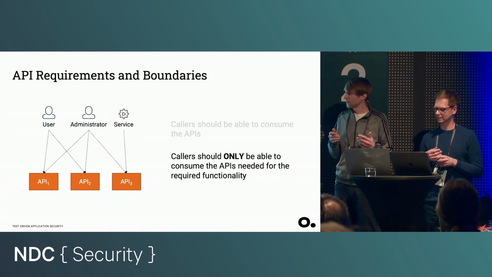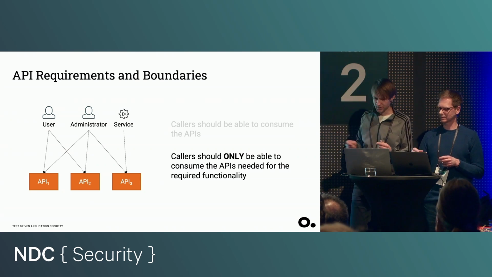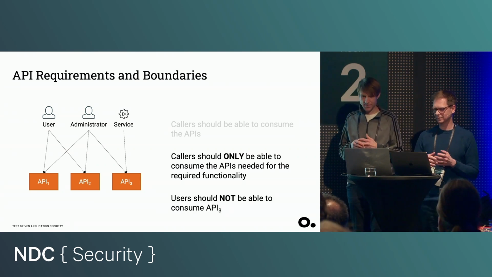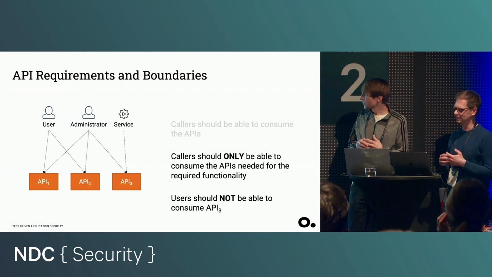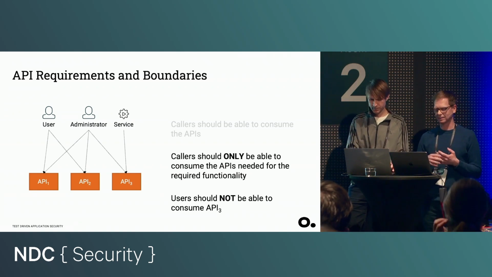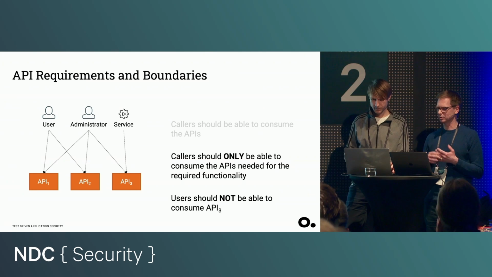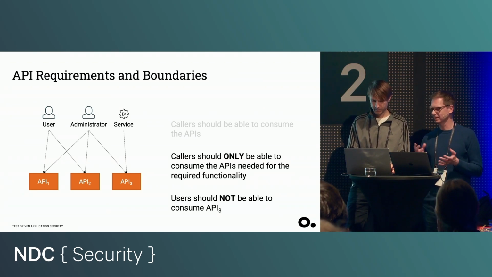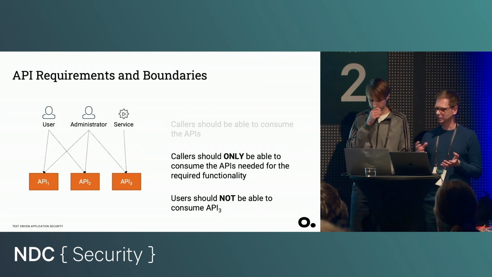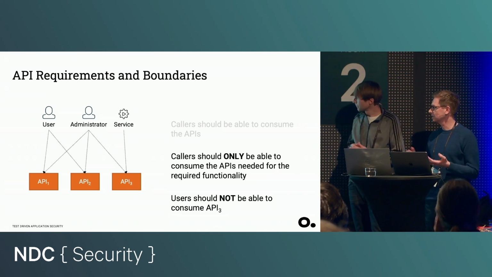And so how can we verify this? I think that for this, we typically use negative test cases. The users should not be able to consume API 3. That will assert that we can only reach API 1 and 2.